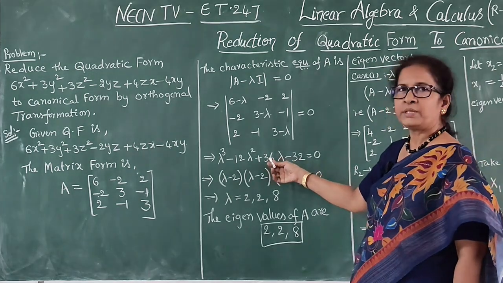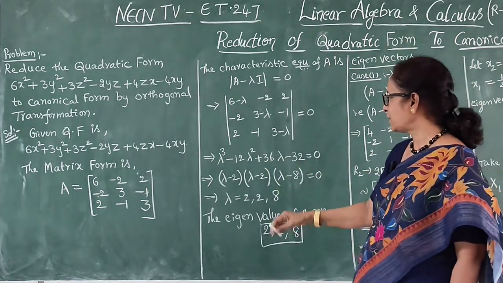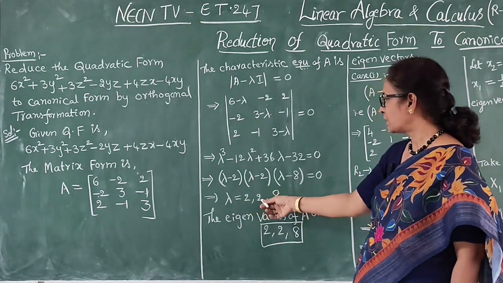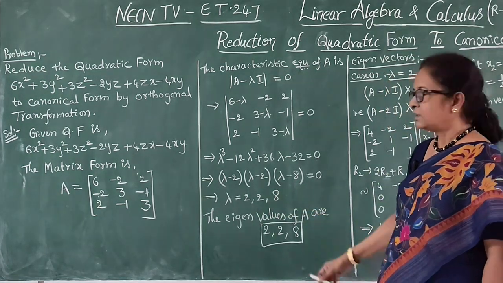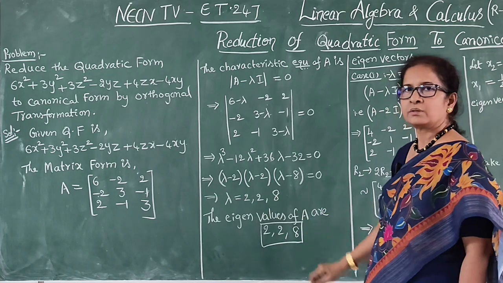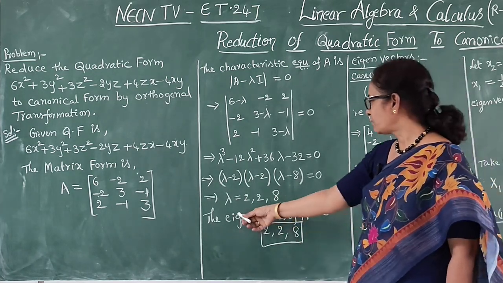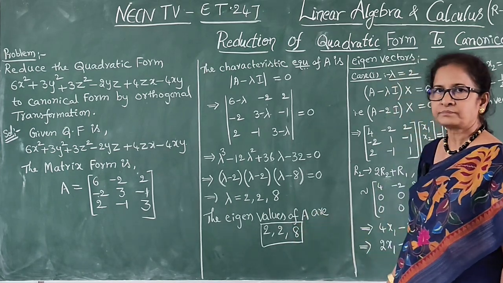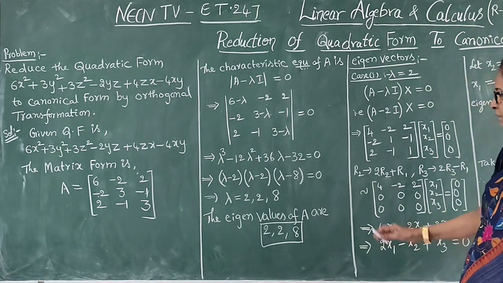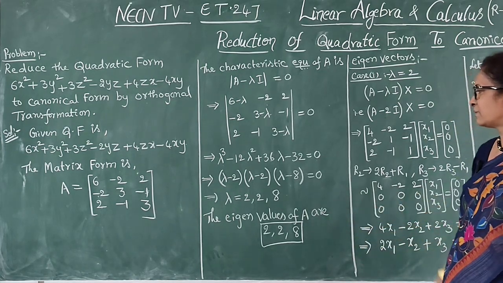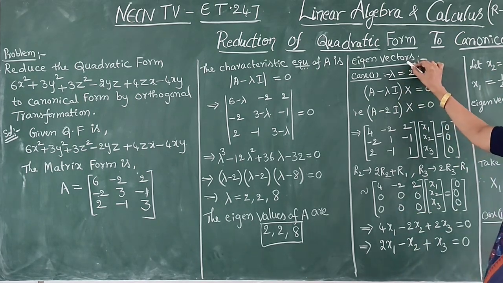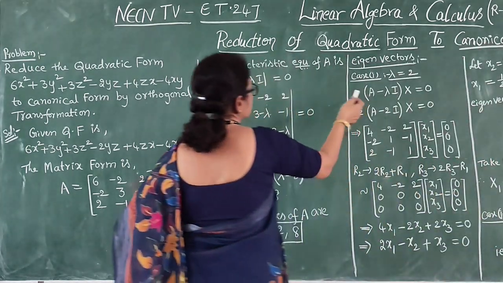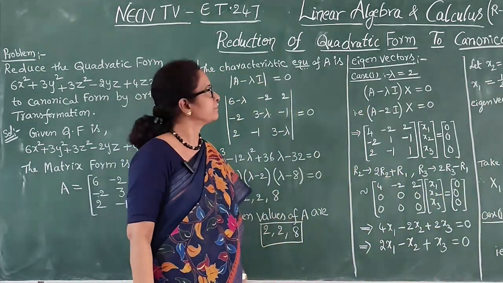If we solve this cubic equation, you will get 3 roots. Lambda is equal to 2, 2, 8. These are the repeated roots, 2, 2. So therefore, the eigenvalues of A are 2, 2, 8. After completion of the calculation of these eigenvalues, we have to calculate the eigenvectors for these eigenvalues.